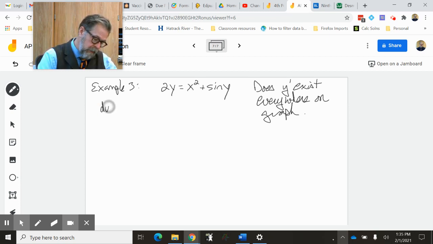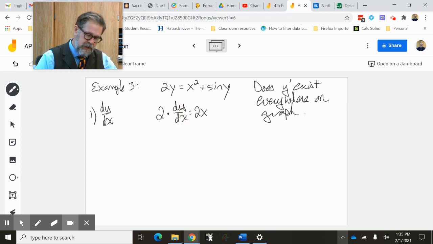So the first thing I'm going to do, step one, I'm going to take the derivative. So the derivative of 2y is 2 times, then chain rule says, derivative of y. Derivative of x squared is 2x plus the derivative of sine y. Well, the derivative of sine is cosine. Chain rule says times the derivative of y with respect to x.